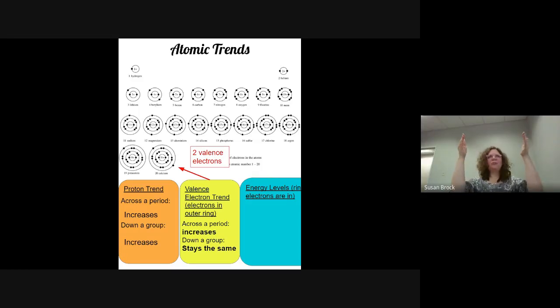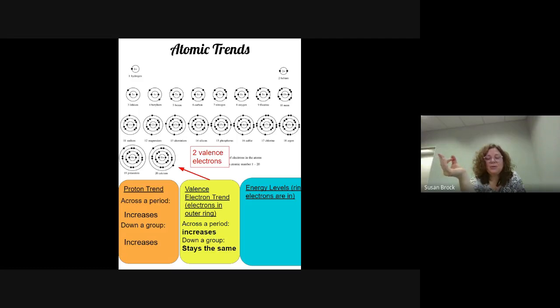So however many elements are in a period, that means how many electrons can be in that energy level. So each row is a new energy level for an atom. Okay. It stays the same because we start over at a new energy level. So down a group, the amount of valence electrons stays the same. As you go across the groups, each group has a certain number of valence electrons.